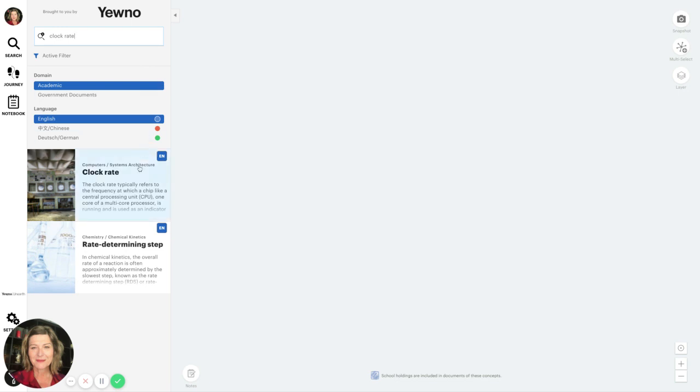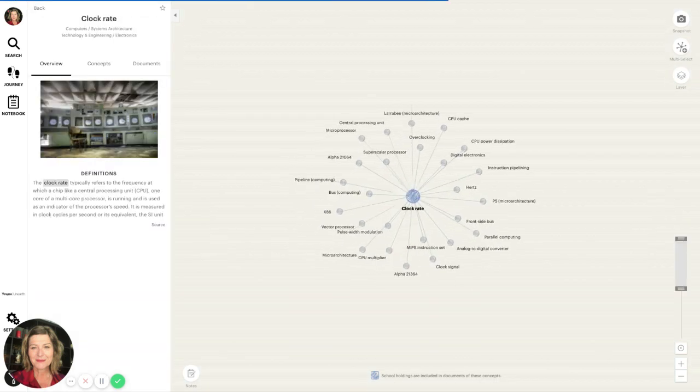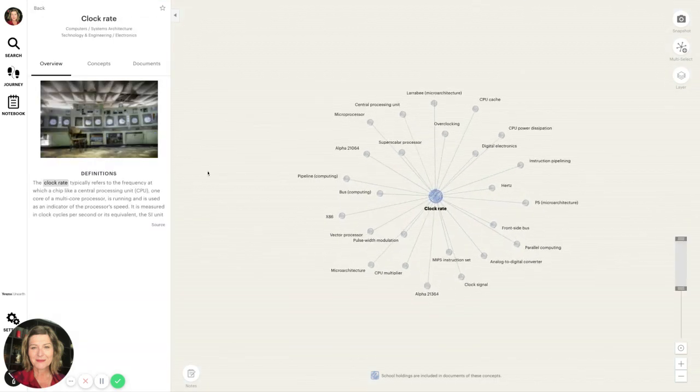Right here, our first result is clock rate, and let's select that. It's our first concept, and it opens up a knowledge graph for us on the right-hand side. On the left, as always, we have a definition of clock rate, we have different concepts related to it, and we have documents to support the concepts. We also have topics assigned: computers/system architecture, and technology and engineering.